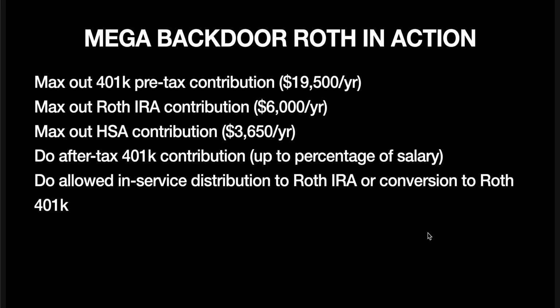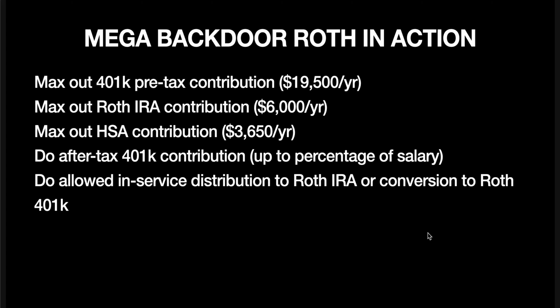All right, so the Mega Backdoor Roth in action. Here, I have the HSAs, so max out the 401k pre-tax contribution, or if you're doing the after-tax contribution to fund the Roth 401k, still the limit is $19,500 per year. Then, max out an IRA account. Maybe it's traditional or maybe it's Roth. That's $6,000 per year. These are all before 50 numbers. Then max out the HSA at $3,650 per year.